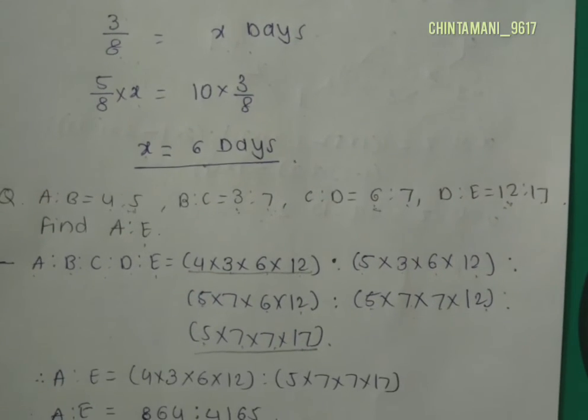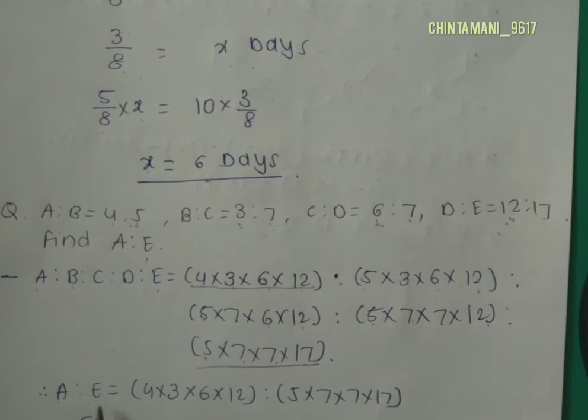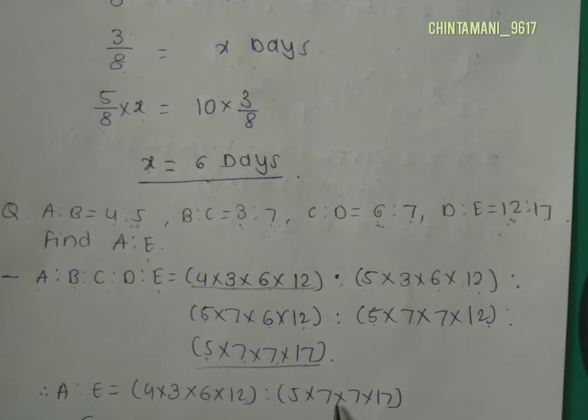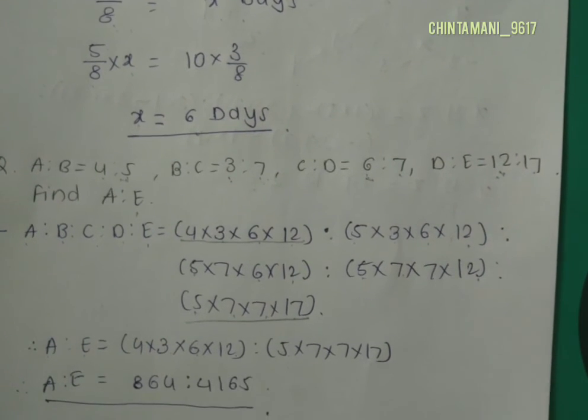So it will be a as to e is equal to 4 into 3 into 6 into 12 as to 5 into 7 into 7 into 7. So our answer will be a as to e is equal to 864 divided by 4165. That will be our final answer.